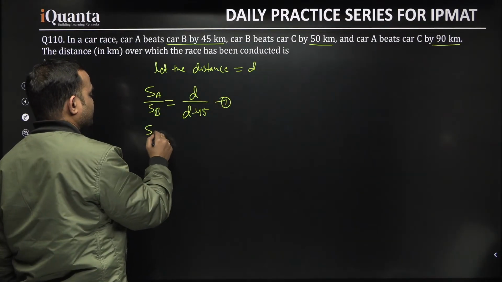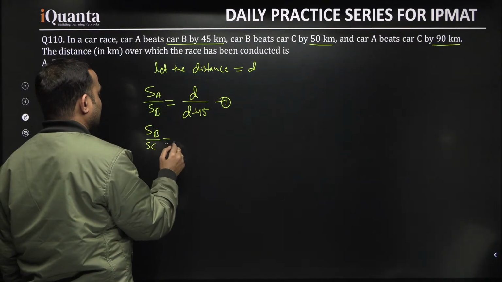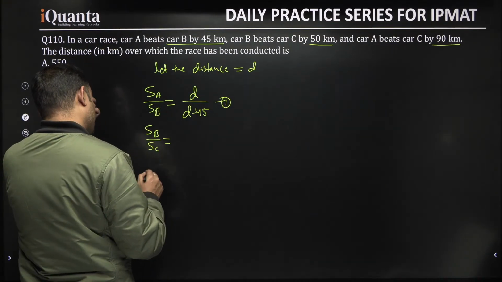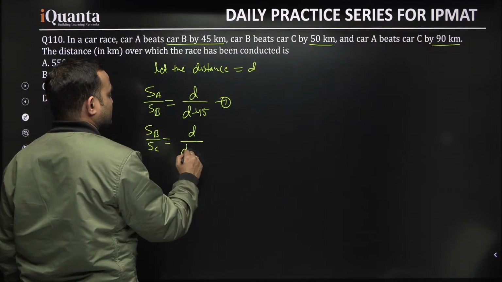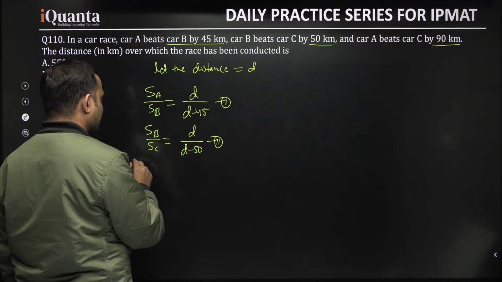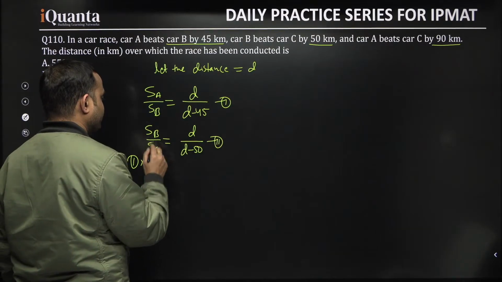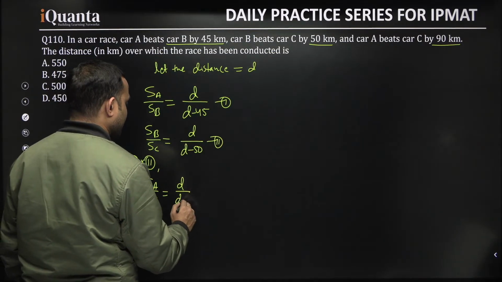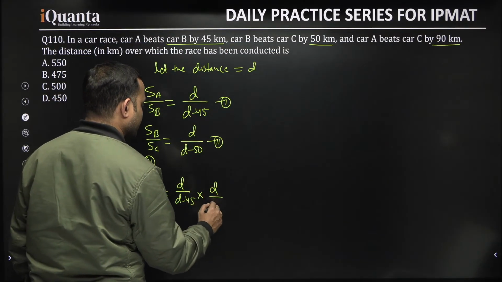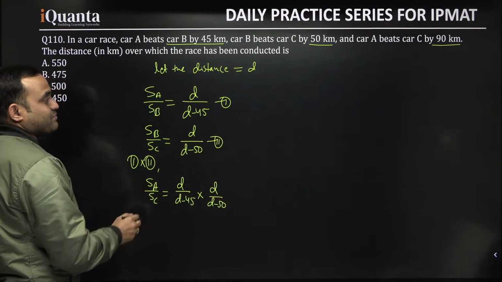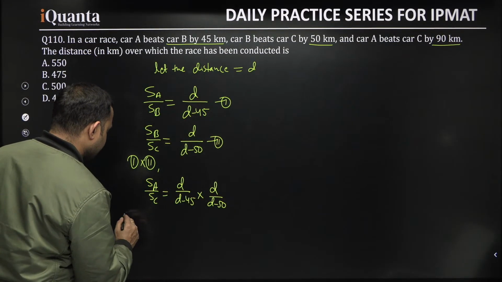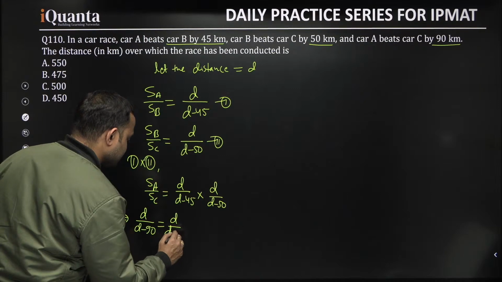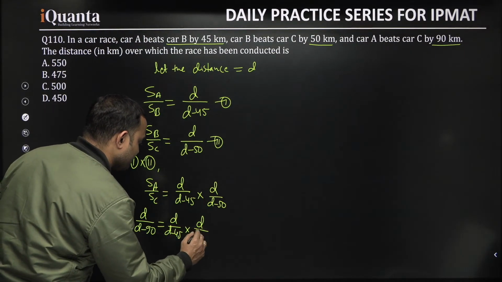Then SB upon SC will be equal to, when B covers d distance, C is able to cover d minus 50. Now what do we do? Multiply equation 1 into 2. What will the left hand side be? SA upon SC equals d upon d minus 45 into d upon d minus 50. And what is SA upon SC? When A is able to cover d distance, C is able to cover 90 kilometers less. So this is the equation that we need to solve.